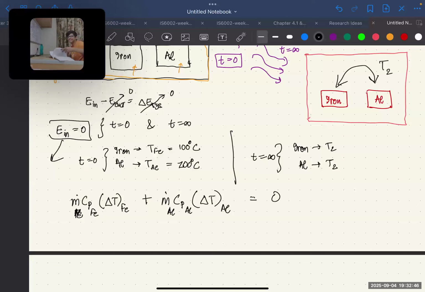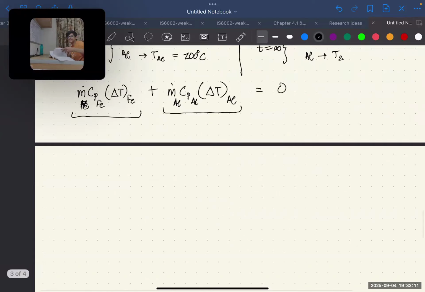It's just saying that there is no heat transfer from inside the system to the outside of the system. So whatever heat transfer happens in the iron, which is m dot Cp delta TFe, and whatever heat transfer happens in aluminum, if we add both of them, it should essentially be zero, right? So we just have to simply plug in the values now.